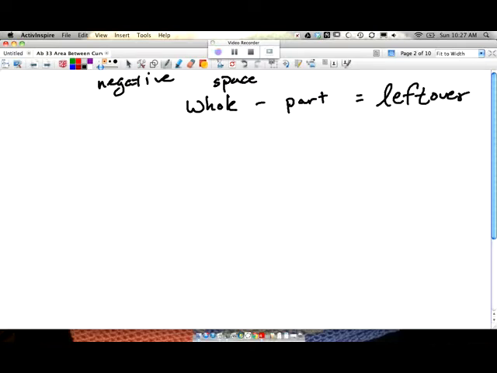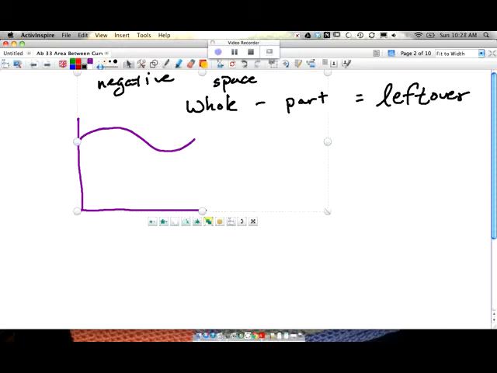So how does this apply to area? Here's what we would get. Let's say that we took a whole area like this, and let's say there's our curve, just some fancy curve. Now I'm going to take this piece and duplicate it a few times.